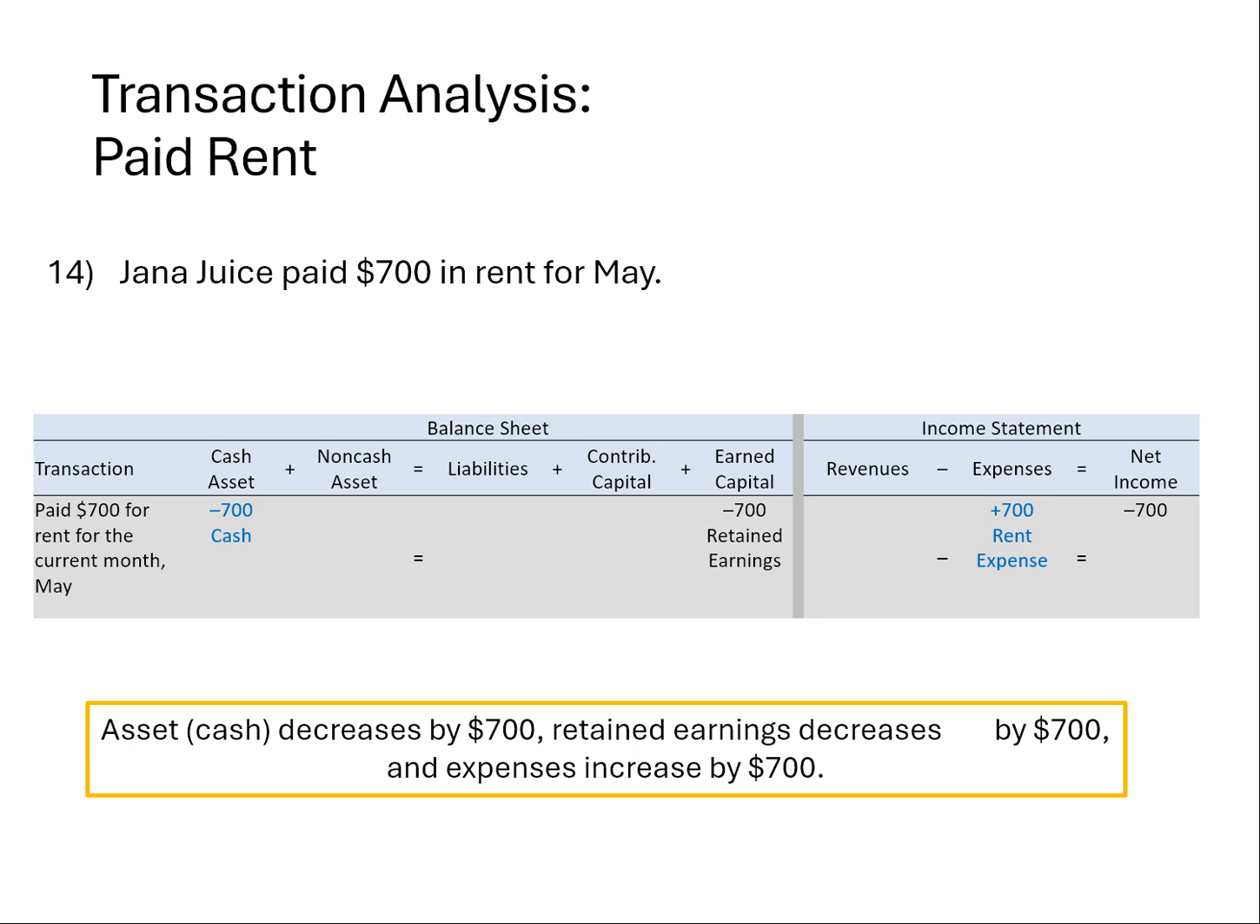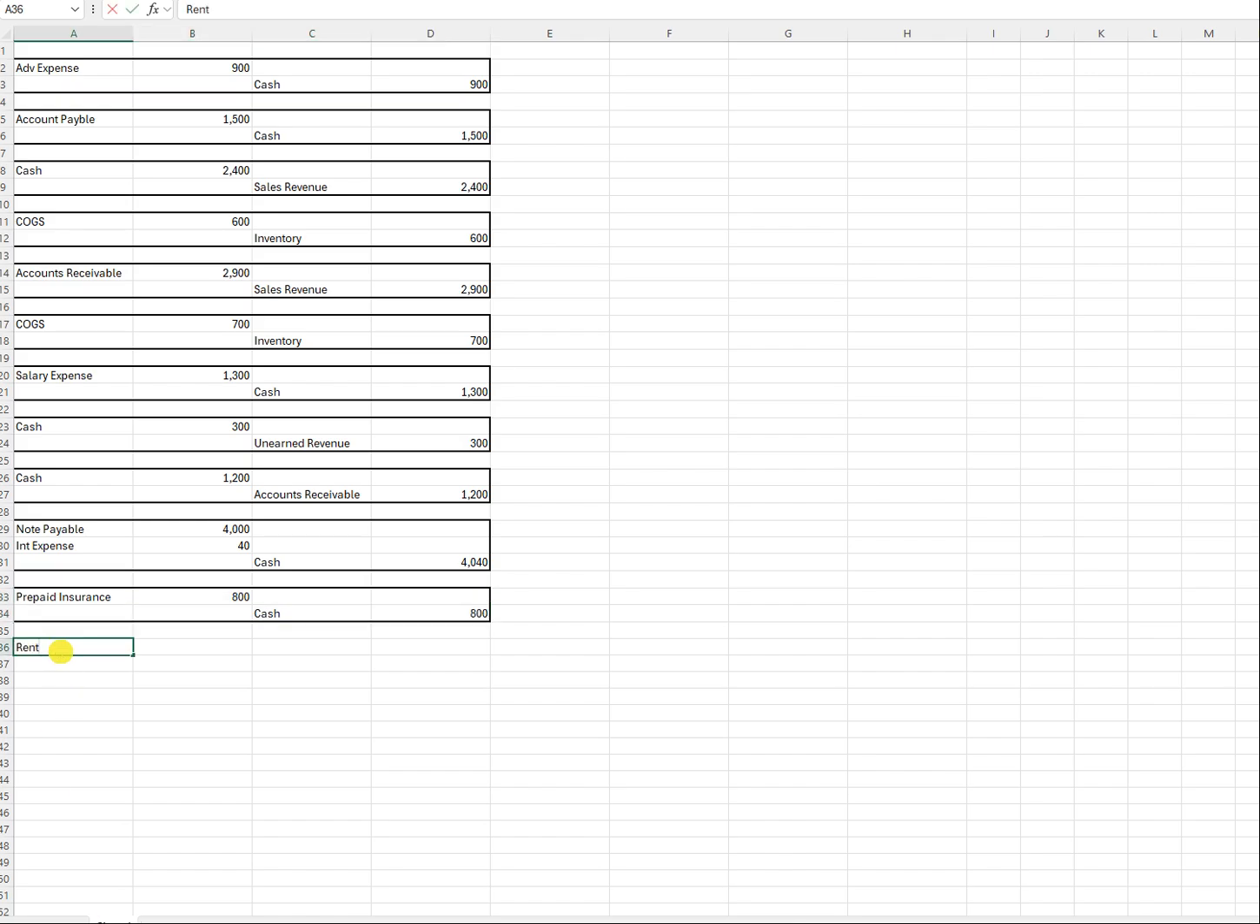The company paid $700 in rent for May, and this is for the current month. So we have enjoyed the month of May already. This part has been consumed, so it becomes an expense. It's no longer prepaid rent. Therefore, we're going to increase an expense and reduce cash. Debit rent expense, and reduce our cash, so we credit cash.